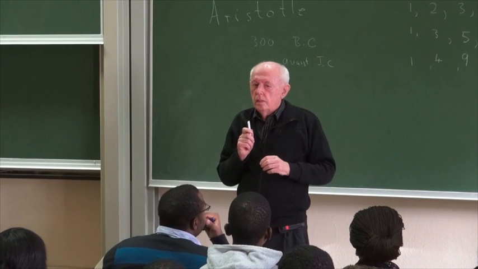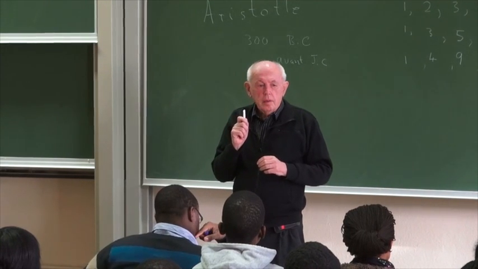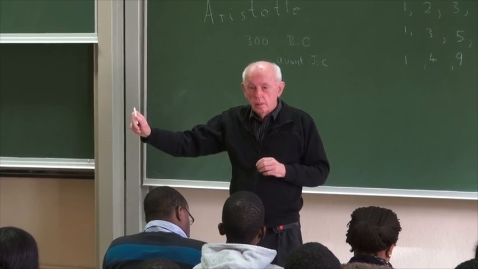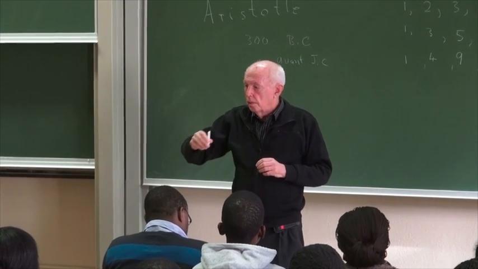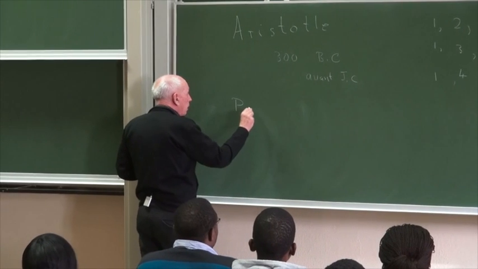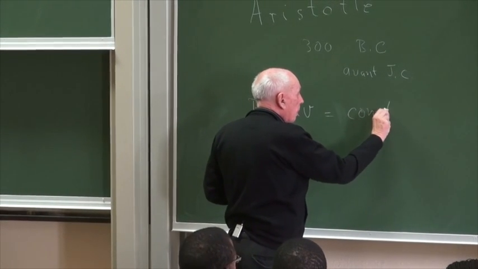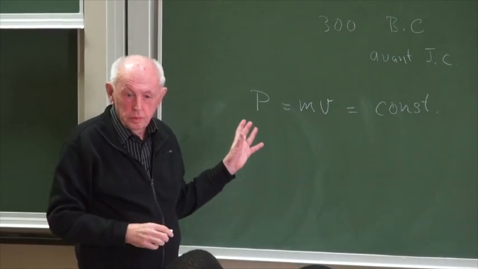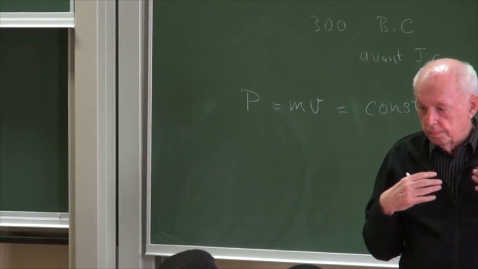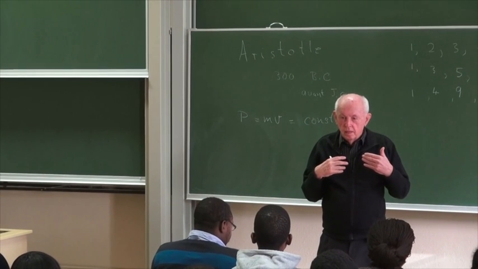So Newton's first big change was to say everything moves uniformly if you do nothing. Being at rest is one possibility, but the default option is P equal to MV is equal to a constant. That's Newton's first law. Is that right? Are we fine? It's okay.